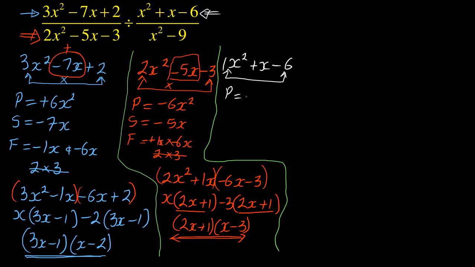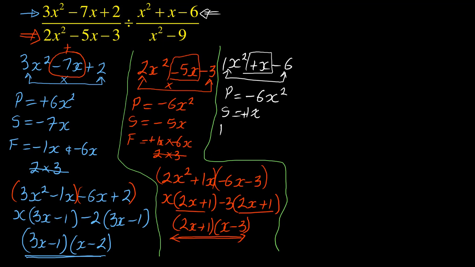So the product is 1 times 6. It is 6x squared. And then the sum is 1x. Let me correct that. I think I made an error here. It's 1x squared times minus 6. It's negative 6x squared. The signs are very important, and the sum is positive. You can see that it's positive x, which is positive 1x. You can put that positive sign there.